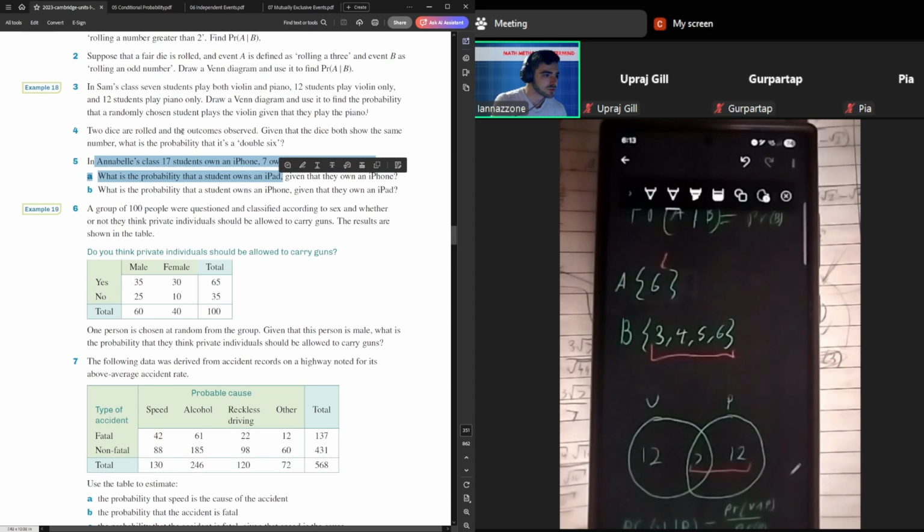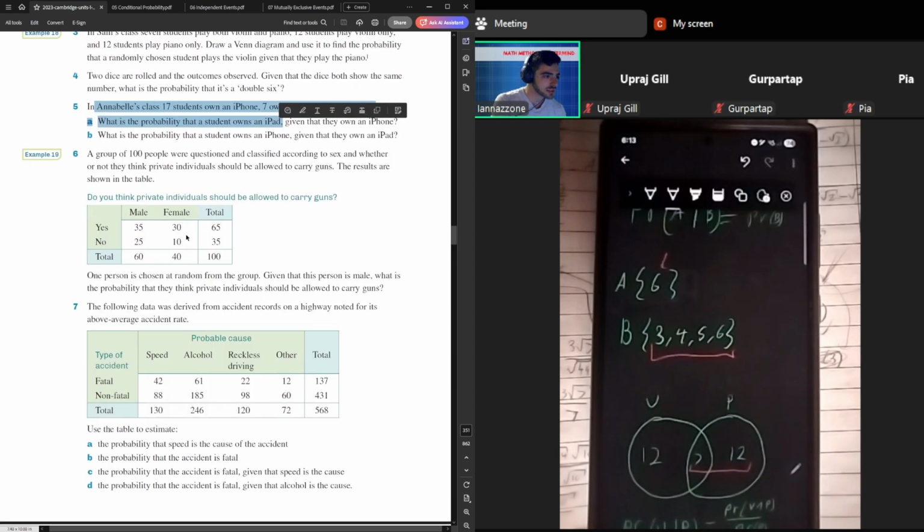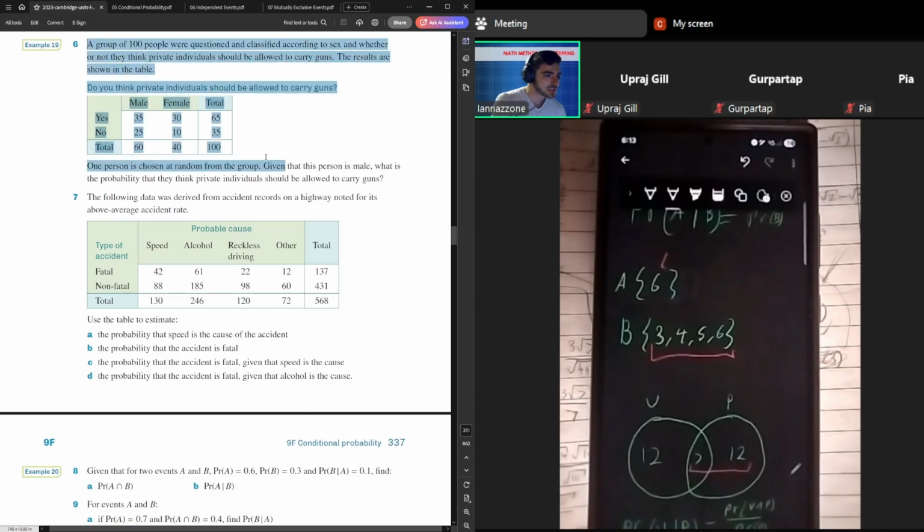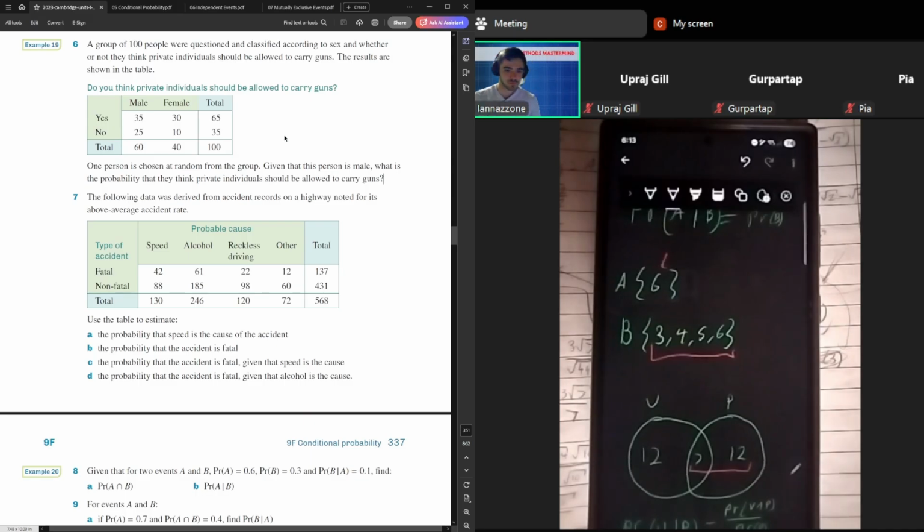Question 5 is kind of a repeat of question 3, so I'll leave that there. Question 6, however, is using that table of values now, which is still technically a repeat of the questions, but it's just presented differently. Table of values and Venn diagrams are basically the same thing. So, question 6.